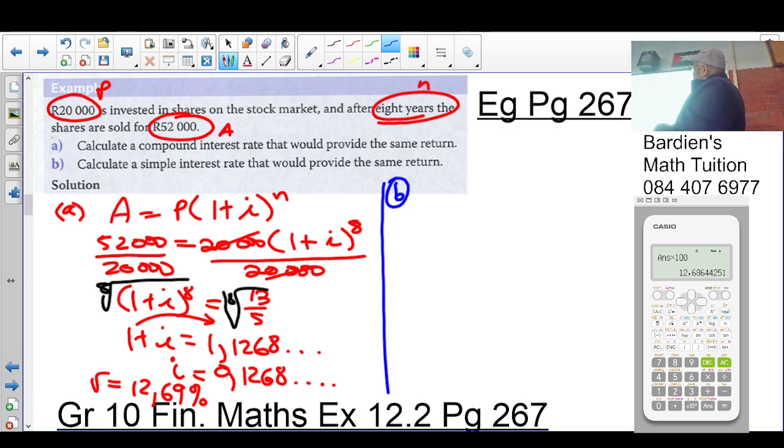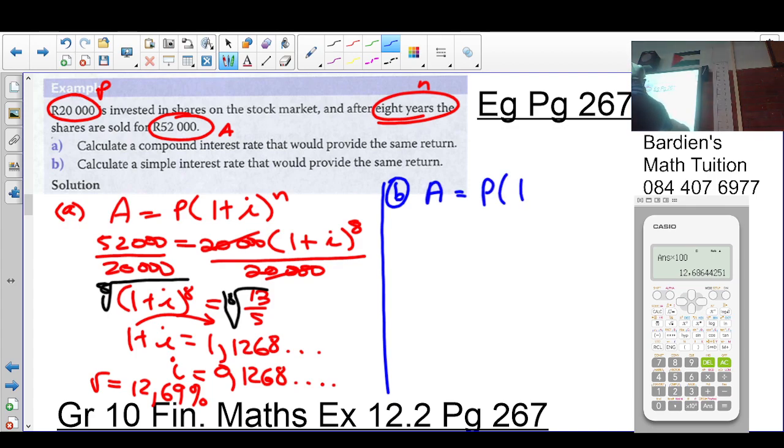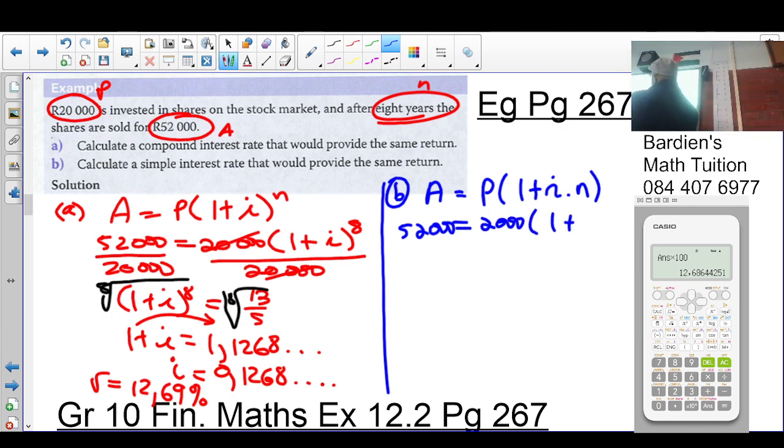Calculate the simple interest rate that will provide the same return. So simple interest is A is equal to P into 1 plus i times n. What's your A value? 52,000 rand. 20,000 into 1 plus i, times n, which is 8 years. So what do we do first? Divide by 20,000, right?